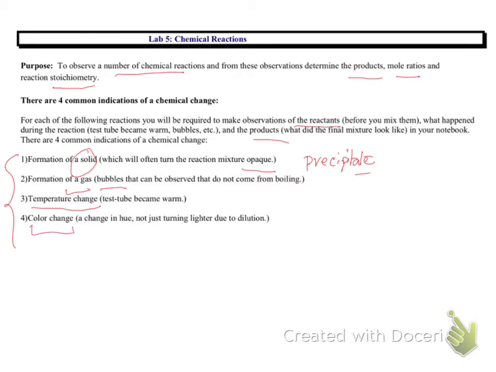Now, color change, you have to be a little bit careful with that. For example, if you're mixing two reactants and the color is just getting lighter, that's not an indication of a chemical change. So with the color change, you have to be very careful. It may or may not be an indication.